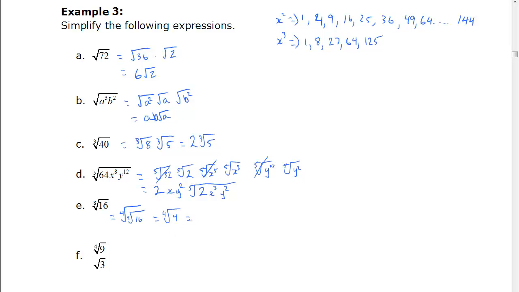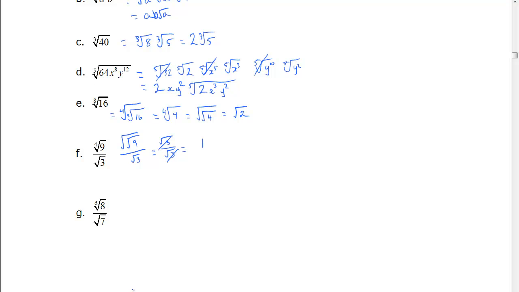Well, we can still reduce the index 4 here as the square root of the square root, or index 2 times index 2 gives us 4. And we know the square root of 4 is 2, so the answer in simplified form is simply root 2. And so that's how we reduce the index. In this next one then, the square root of the square root of 9 over the square root of 3. Well, square root of 9 is 3, so that's simply the square root of 3 over the square root of 3, which is 1.